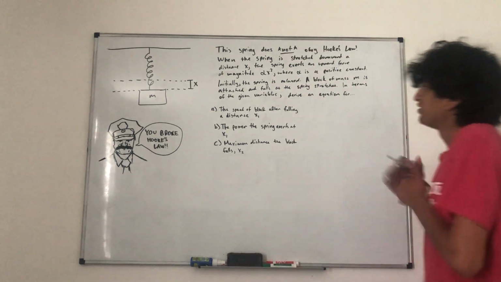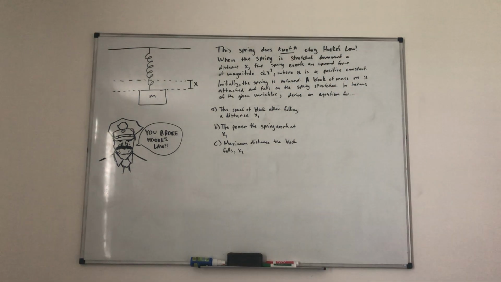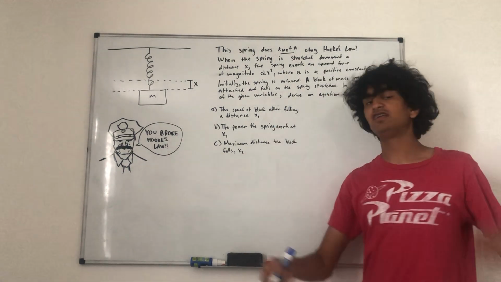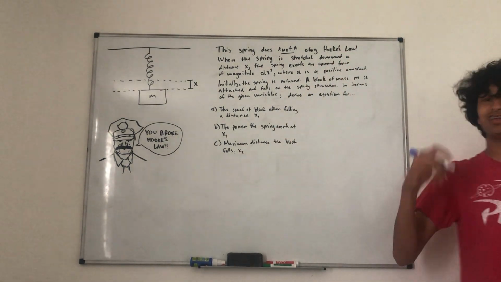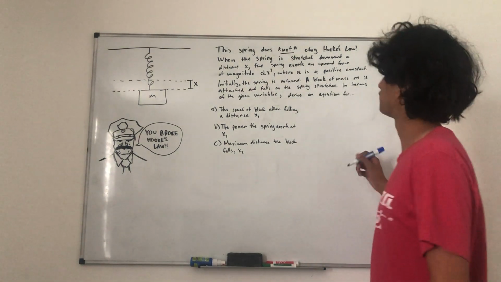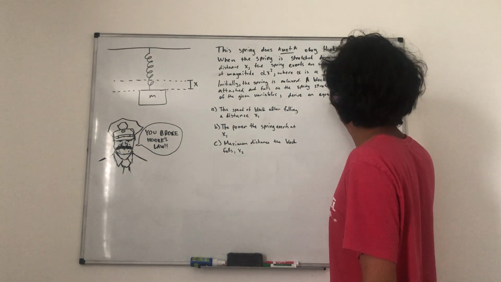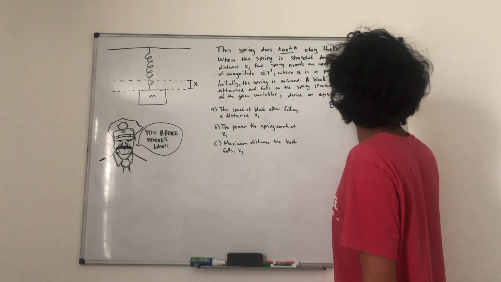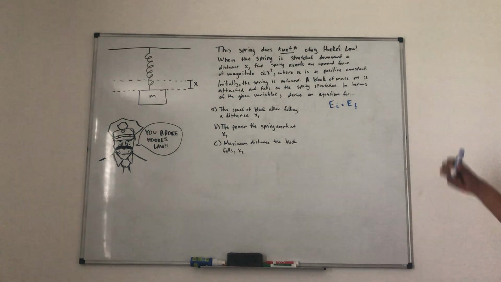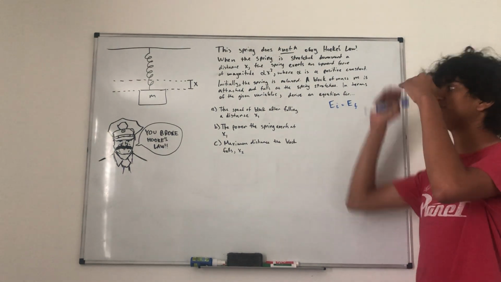We want to find the speed of the block after falling a distance x1. When we think of speed, springs, and falling a certain height, you probably think of energy, and that's exactly what we're going to do. We know during this entire time energy is conserved, so E initial equals E final. Please start every derivation with that. It's going to fall a distance x1.